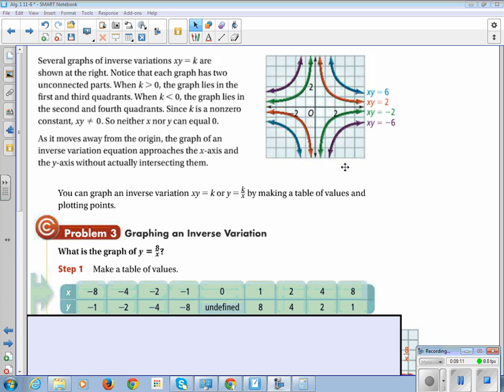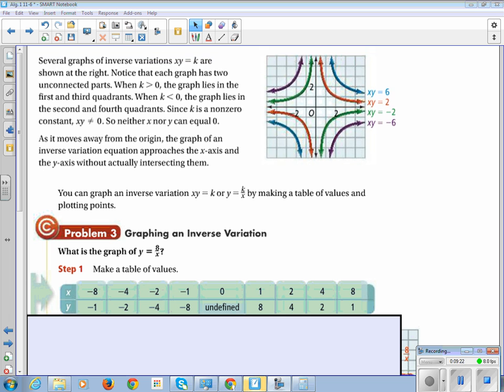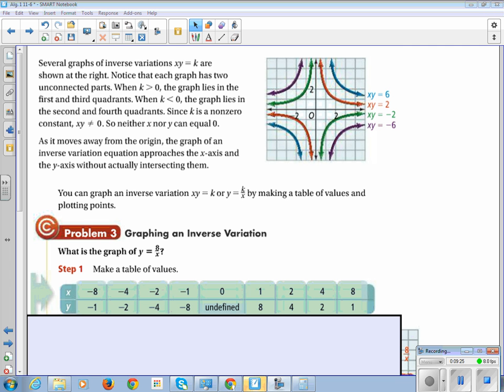When k is greater than 0, the graph lies in the 1st and 3rd quadrants. That is up here top right, and that's down here bottom left. When k is less than 0, so when it's negative, the graph is in the 2nd and 4th quadrants. 2nd is the top left, and 4th is the bottom right. Since k is a non-zero constant, x times y cannot equal 0. Neither x nor y can equal 0.